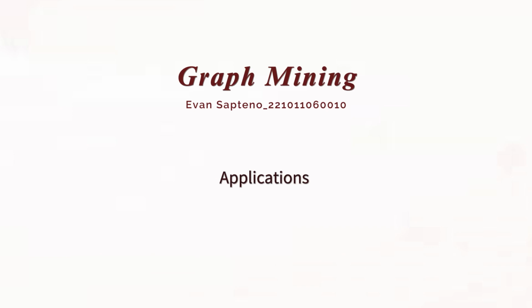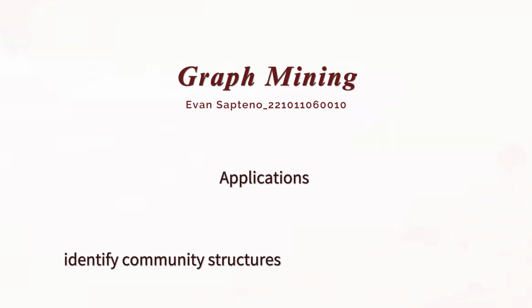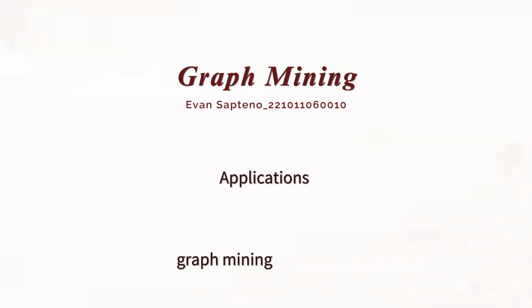Applications. Graph mining's versatility allows it to be applied in various contexts, revealing hidden patterns, identifying anomalies, and streamlining operations. In social networks, it helps understand social dynamics, identify community structures, and predict user behavior. Social media platforms generate vast amounts of connected data, capturing user interactions and information sharing. Graph mining techniques like community detection algorithms find coherent user groups with shared interests or social connections.